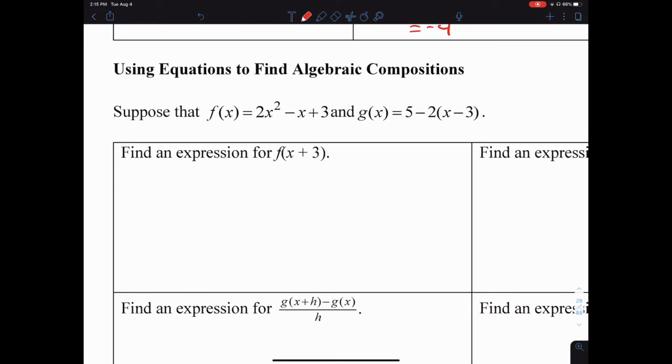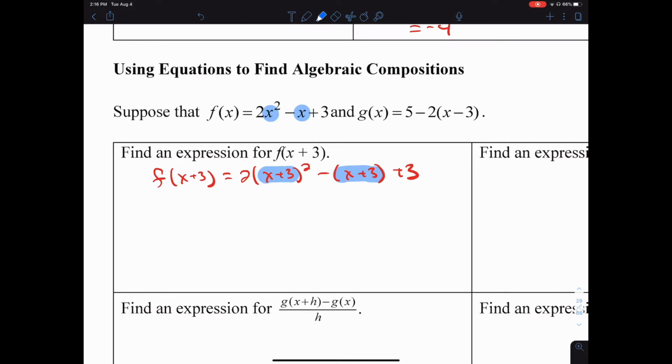Well, we're going to take function f, which is this fellow right here, and every place we see an x, we're going to replace it with an x plus 3. So we have 2, and then in parentheses, x plus 3, that's being squared, minus x plus 3, plus 3. For emphasis, I'm just highlighting where we replace the x with the sum of x and 3.